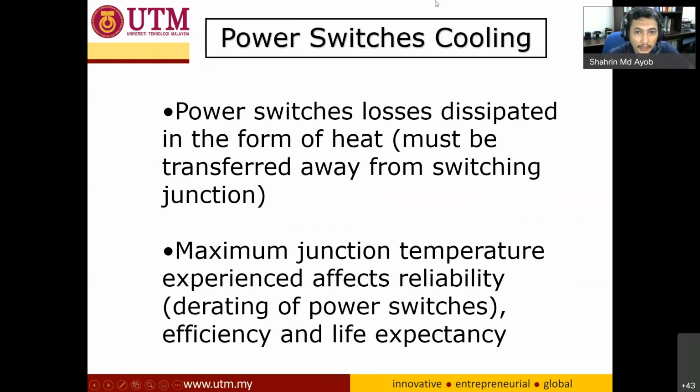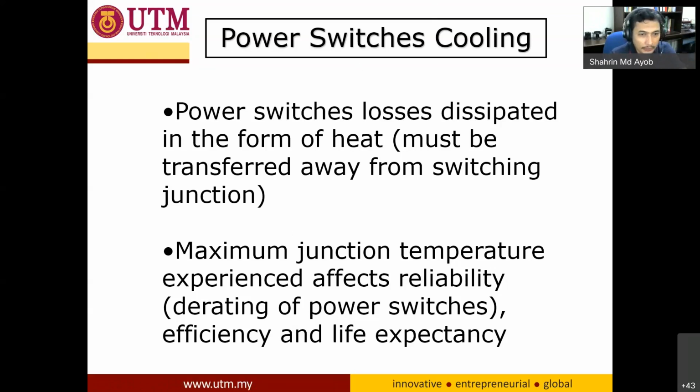So it is very important to make sure that the temperature at the switch is maintained at its optimum temperature. For example, maybe 65 degrees. So you need to maintain that temperature.